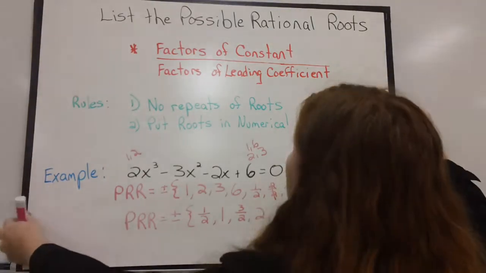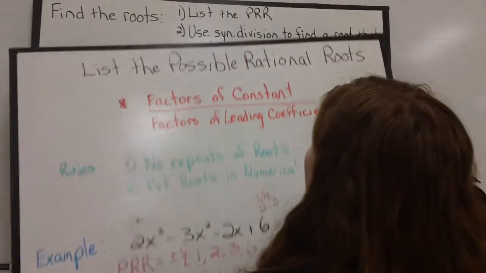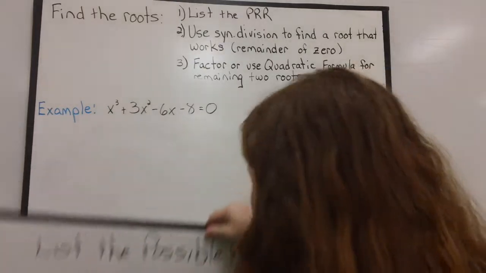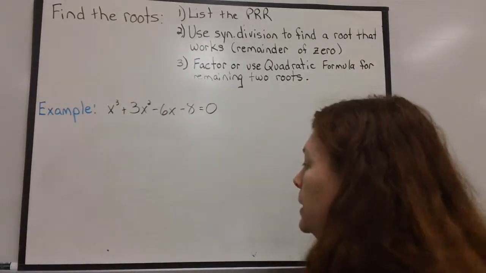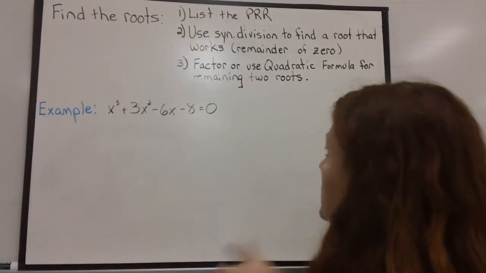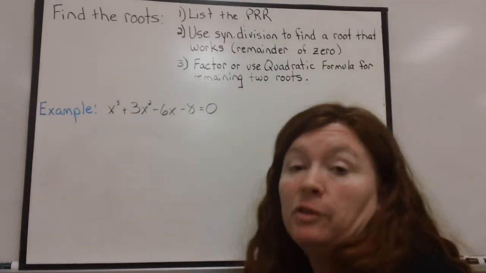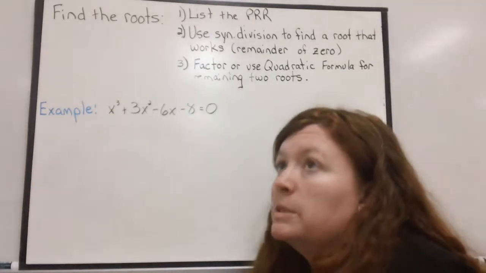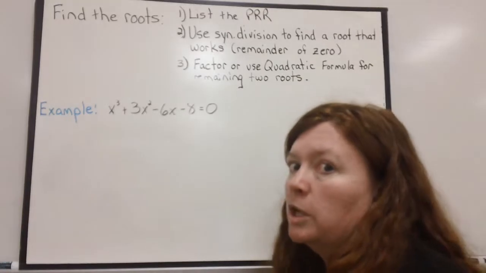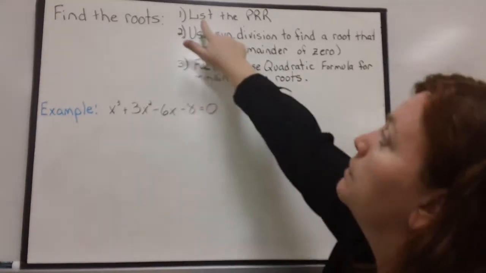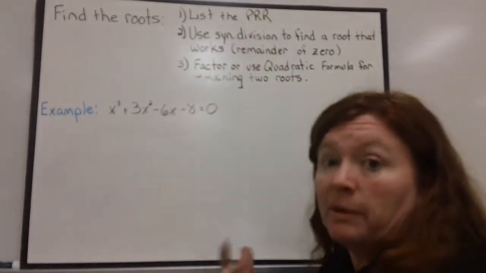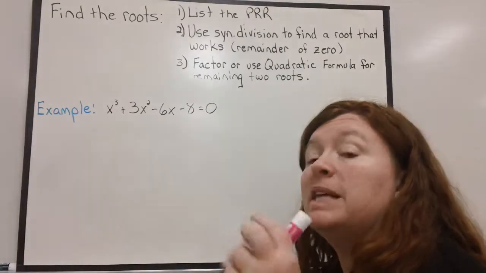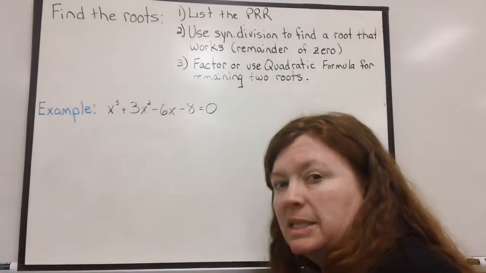All right, but of course, I have to ask more. So let's go here. Oh, this is a mess. We want to actually find those roots. I don't want to just list what's possible. I want to figure out what actually works. So the first thing I'm going to do is list the possible rational roots. I'm going to find what's possible. And then I'm going to take those numbers and plug them in and see what works.